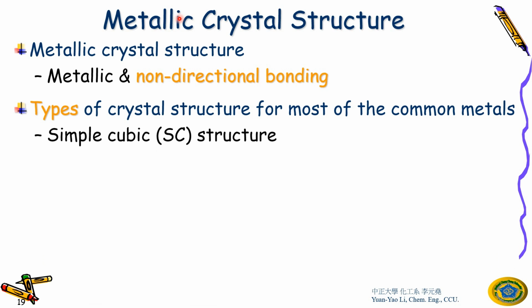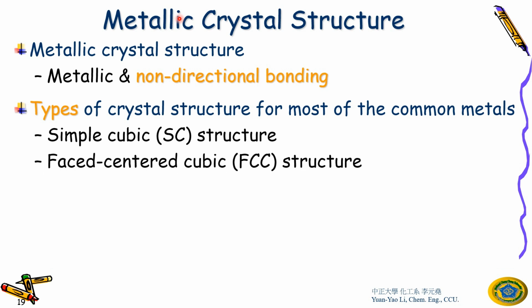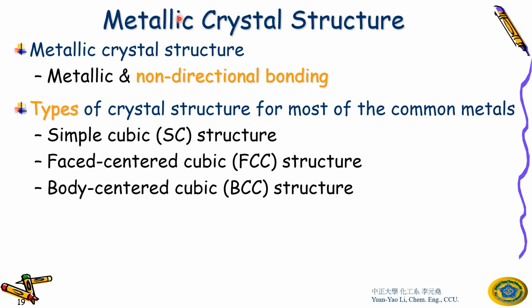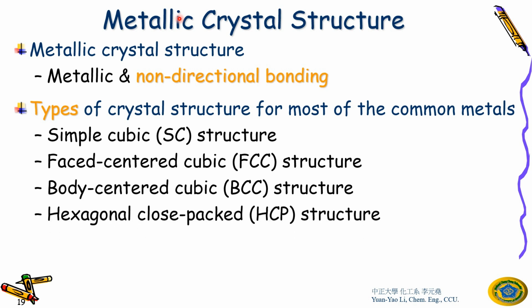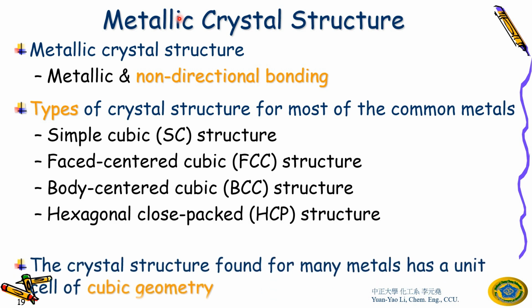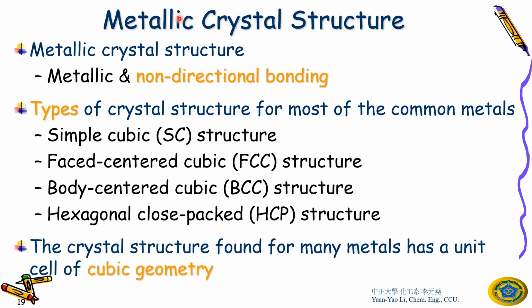So there are 4 types of crystal structure. Okay, the first one is called simple cubic structure. The second one, face centered cubic structure. We use FCC for short. And the third one is body centered cubic structure, BCC. And the fourth one will be hexagonal close pack structure, HCP. I want you to remember this well, and it's easy actually.